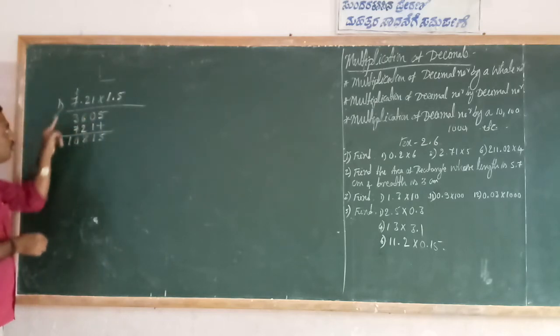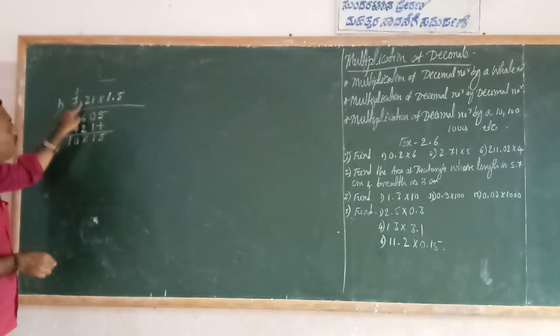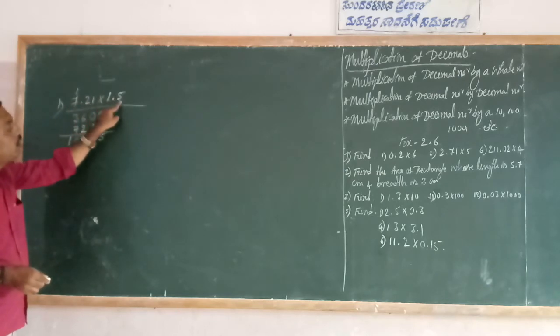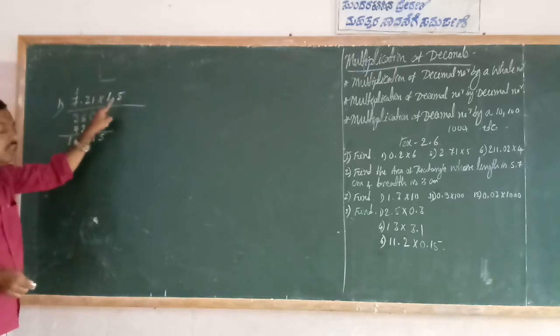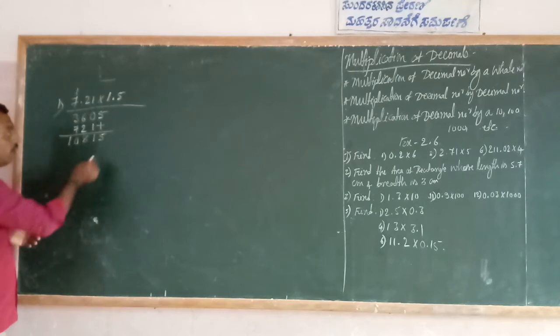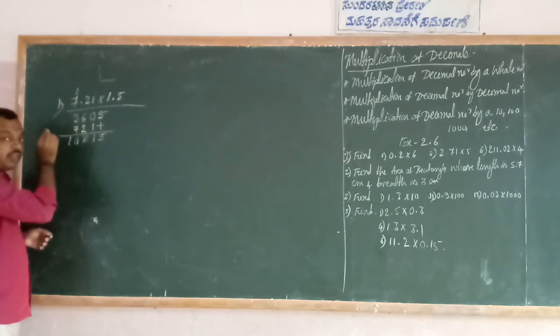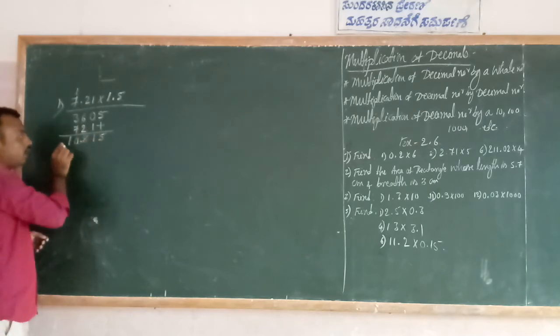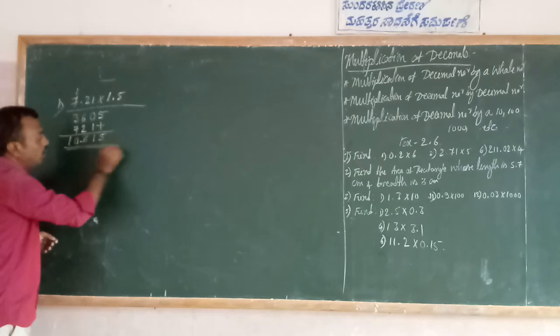After that, see, count it. In the first decimal number, point after how many digits is there? 2 digits are there. Here, point after how many digits is there? 1 digit. Here 2 digits, here 1 digit. Total how many digits? You should add it. So 2 and 1, it becomes 3 digits. That's why we leave 3 digits from the right and put the point. So 1, 2, 3. We put the point there. So 10.815 is the answer.